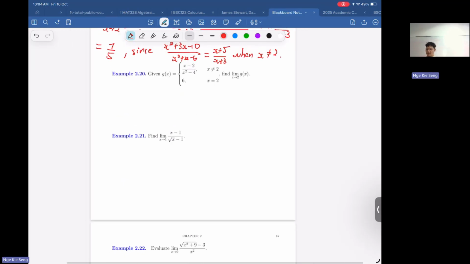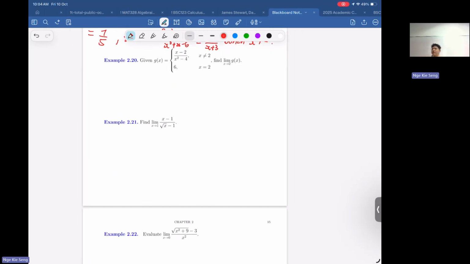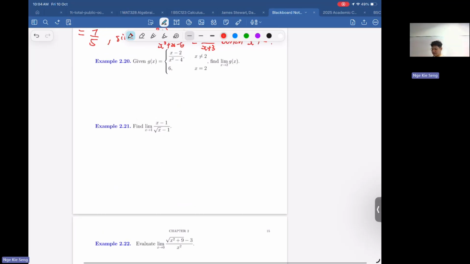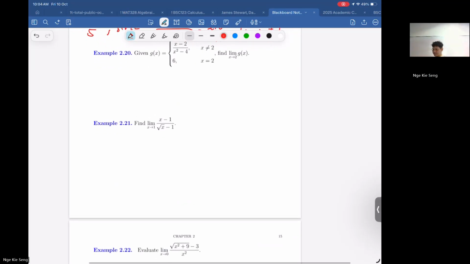Let's give you 5 minutes to do these 3 questions here, and then we will discuss. Try and check with your friends. These 3 questions are inside the notes if you cannot see them: 2.20, 2.21, and 2.22. I give you 5 minutes to try.